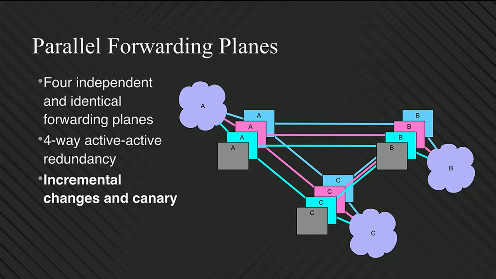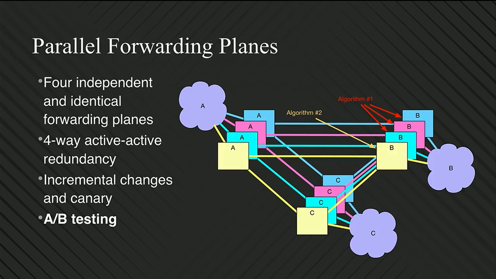We can also do canary of both software and hardware. That's done by simply doing the upgrade to one of the planes. We run it for a period of time. If we run into any kind of trouble, we'll simply drain the entire plane and roll back. And if the upgrade is stable, we'll deploy it to the other 3 planes.